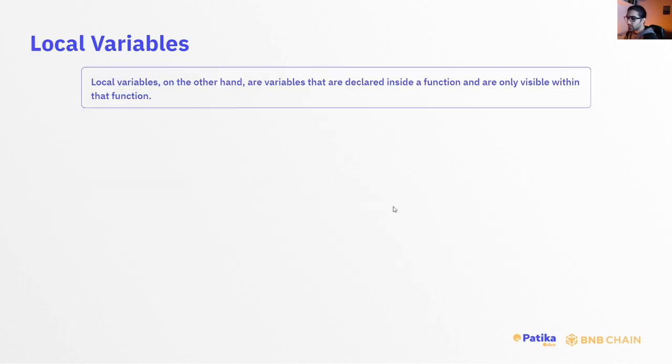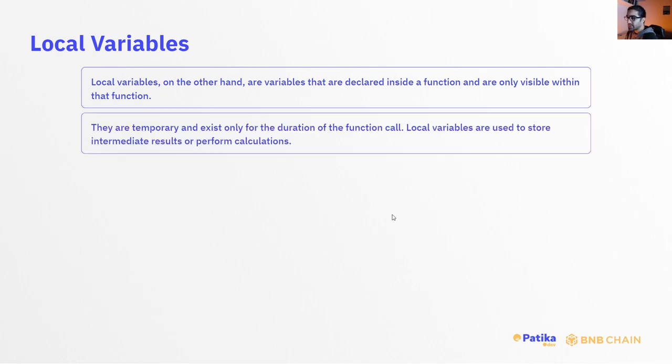Local variables, on the other hand, are variables that are declared inside a function and are only visible within that function. It's just like in any other programming language. If it's created inside a function scope, we call it a local variable. They are temporary and exist only for the duration of the function call. Local variables are used to store intermediate results or perform calculations. So their value is not permanent. When the function call is discarded, the values will be discarded as well.